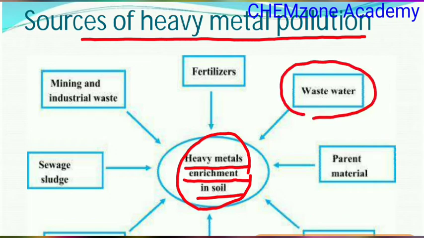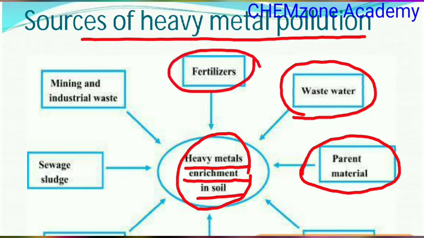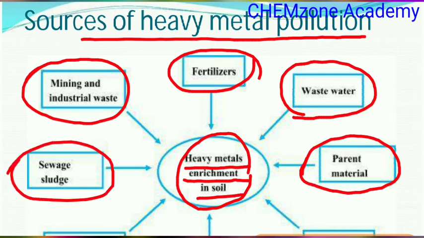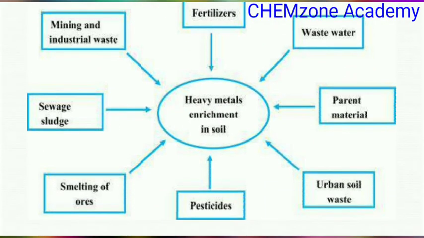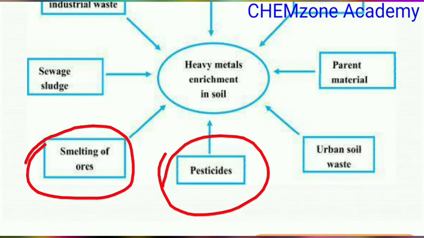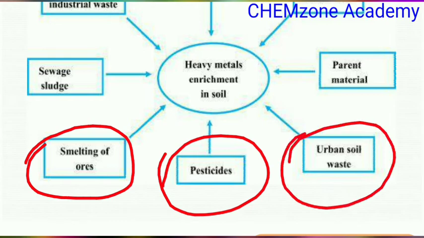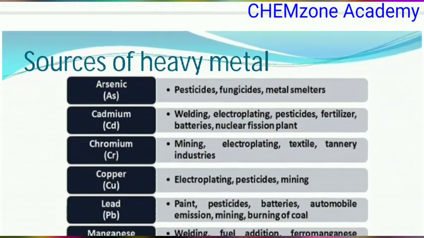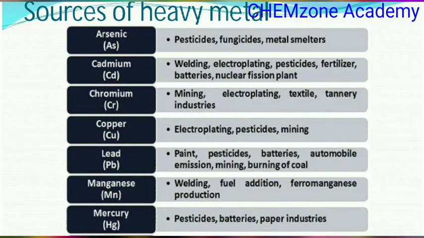So it's wastewater, parent materials, fertilizers, and mining, and industrial waste and sewage sludge, and some of them are given over here: the smelting of ores, pesticides, and urban soil waste. These are the main reasons. Okay, the next thing that we're going to study is the sources of heavy metals. What are their sources?